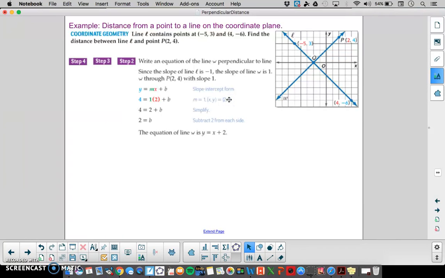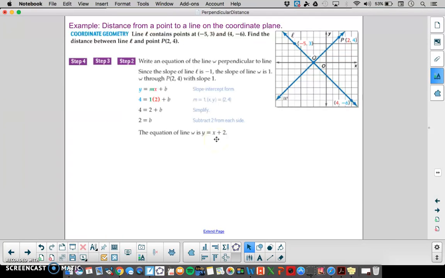Our next step is to write the equation of the line that would be perpendicular to line L through our point P. We practiced this as well last week. We want the line that would be perpendicular through that point. So we know our slope for line L was -1. Taking the negative reciprocal of that would be +1. And then we want the line perpendicular with a slope of 1 through point (2, 4). So using m as now +1 and a point of (2, 4), we get that our equation of line W is y = x + 2.